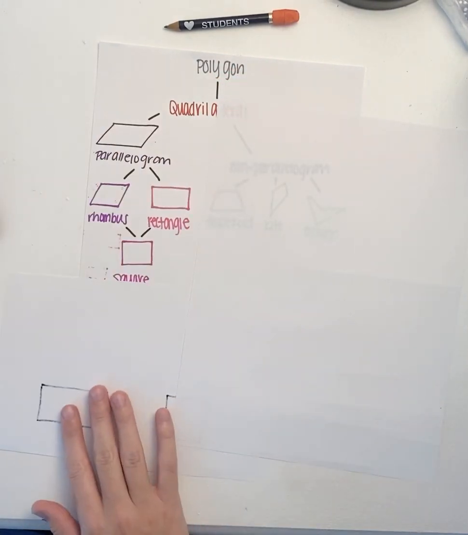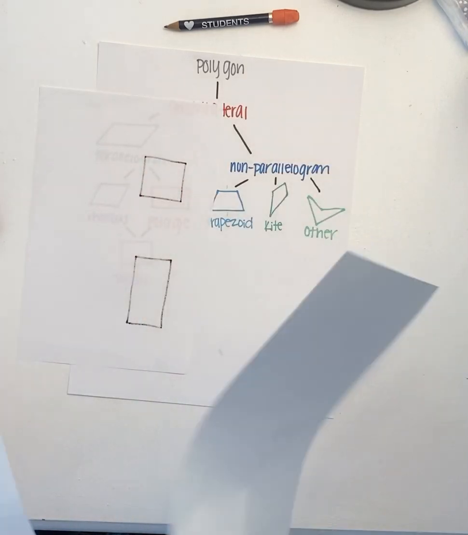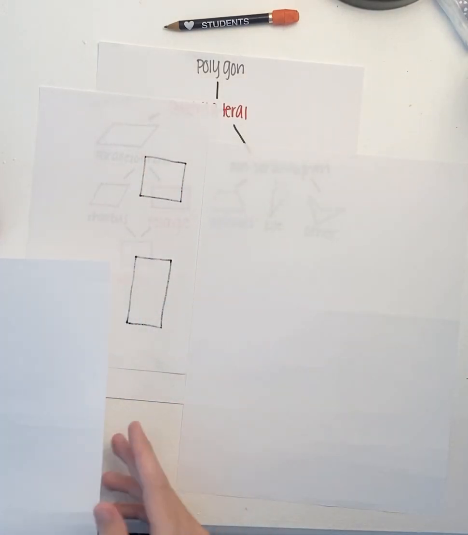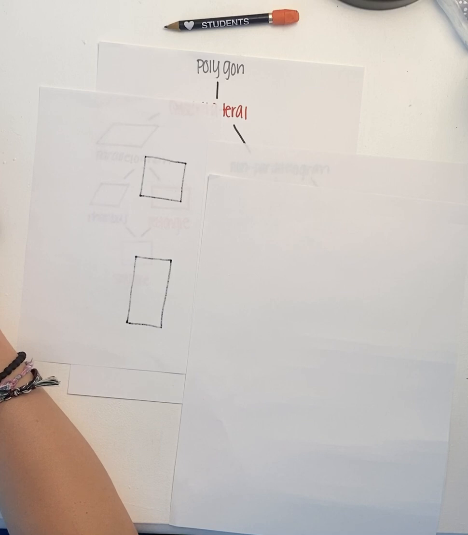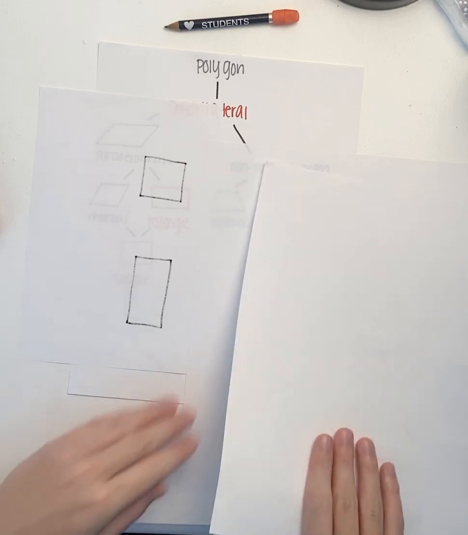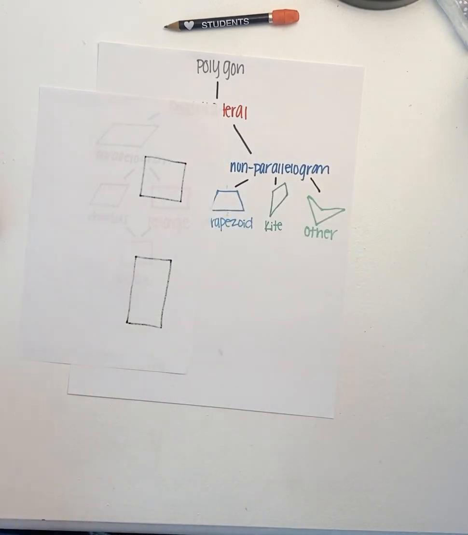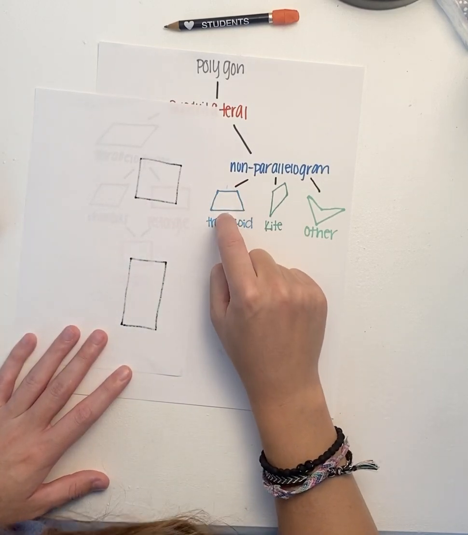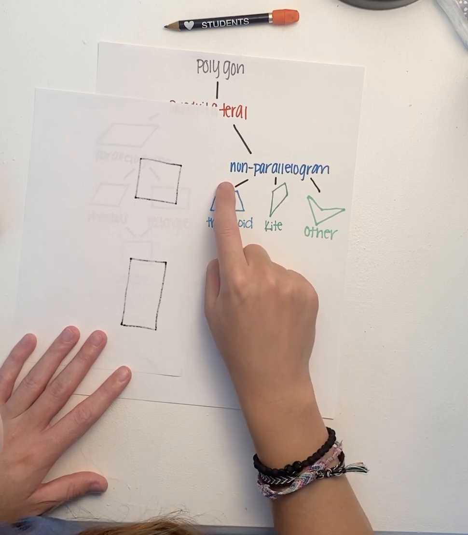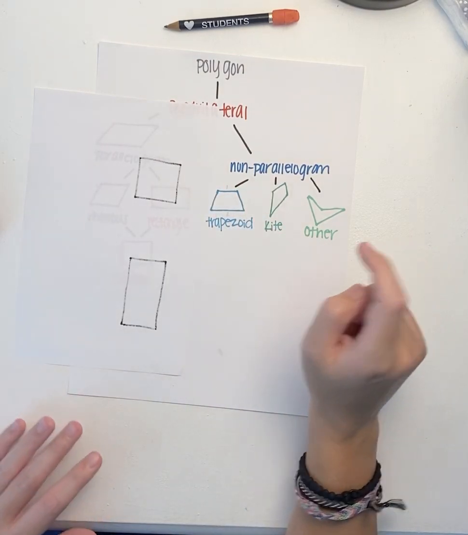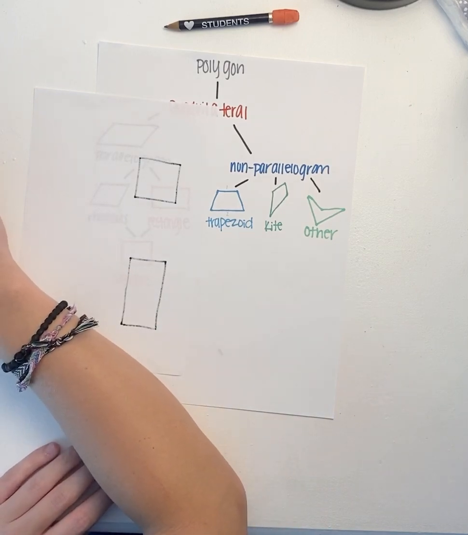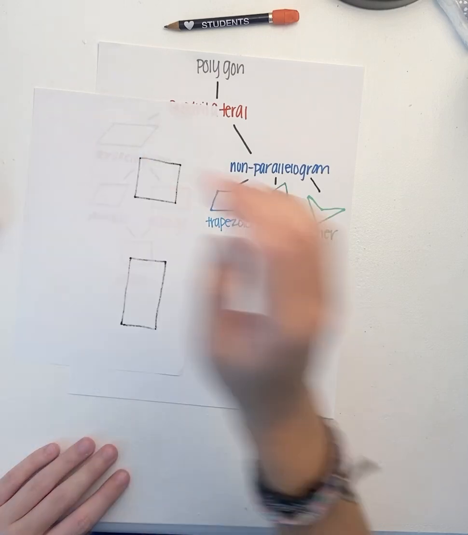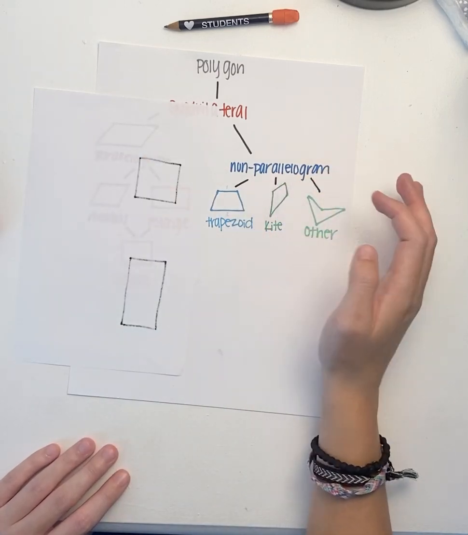If we go back to the non-parallelogram side, we have trapezoids and kites. So here, trapezoids have 1 pair of parallel sides, 1 and 2 sides of parallel lines. But they have different lengths. Kites have 2 pairs of adjacent sides, so 1 pair of adjacent, 1 pair of adjacent.